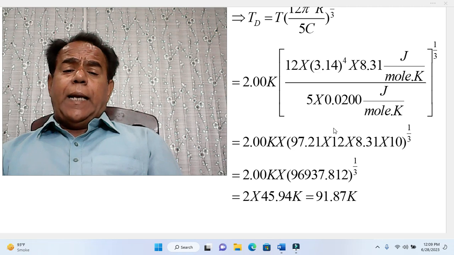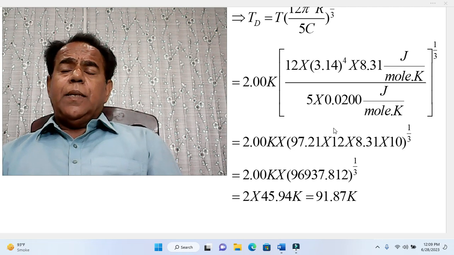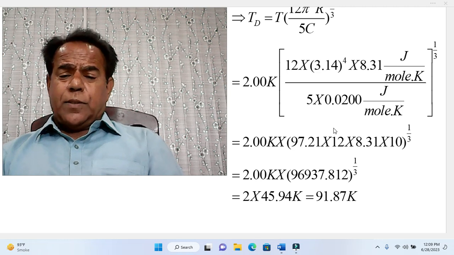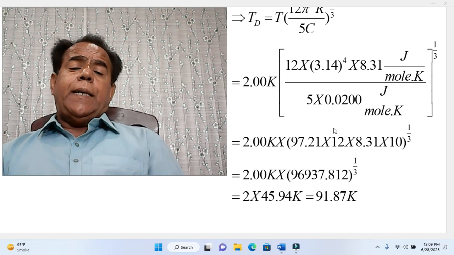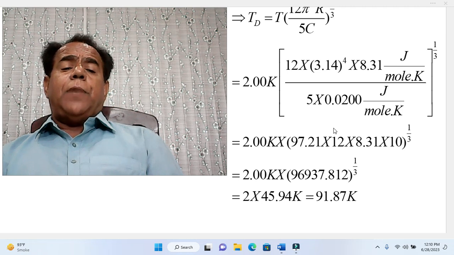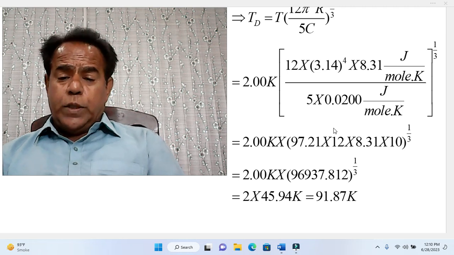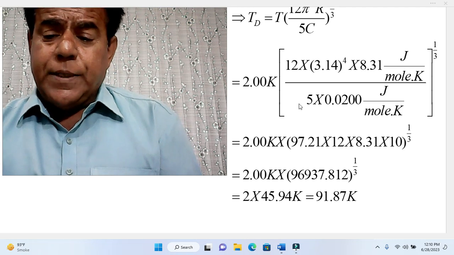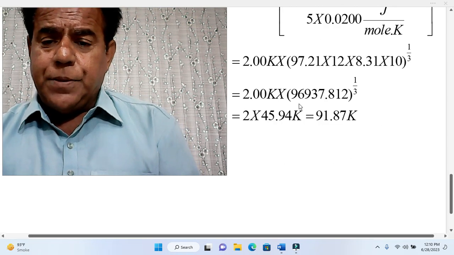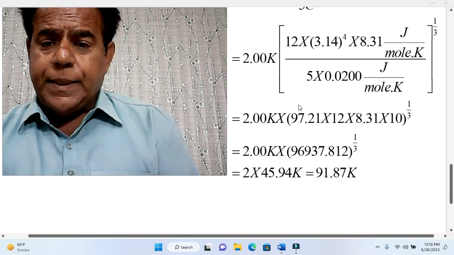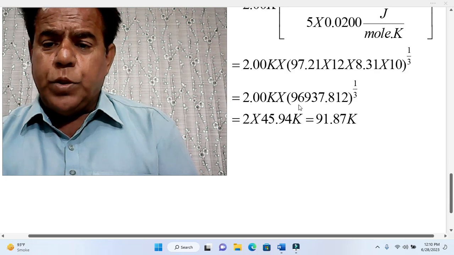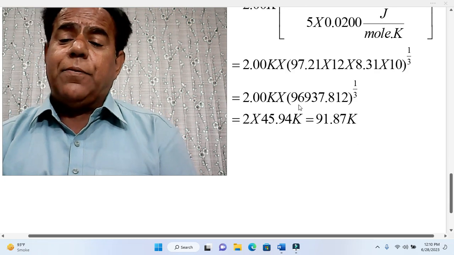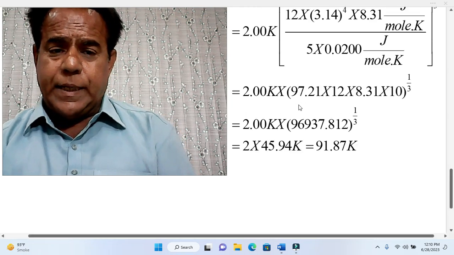So cube root and power 3 are reciprocal of each other. 2 raised to the power 3 equal to 8, and 8 raised to the power 1 by 3 equal to 2. After simplification our result becomes Debye temperature T_D equal to 91.87 Kelvin.